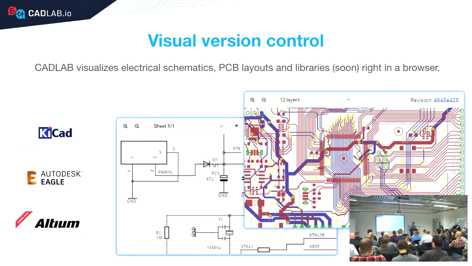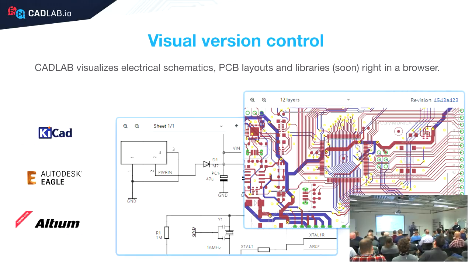At CADLAB, we do the same, but we provide an additional graphical layer which supports schematics and PCBs, and also soon we will add support for libraries as well. What we do is scan the Git repository, find all the schematics and layouts, and render them in the browser. The interface is the same as in KiCad, for example. So you can navigate, zoom in, zoom out, turn layers on and off, switch items and so on.